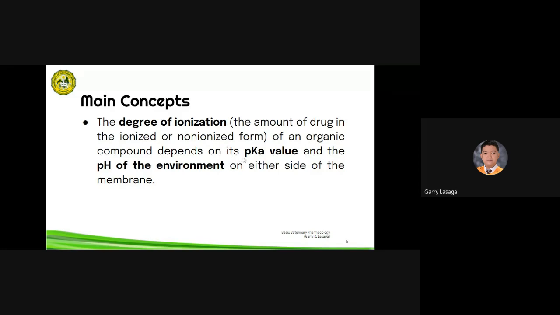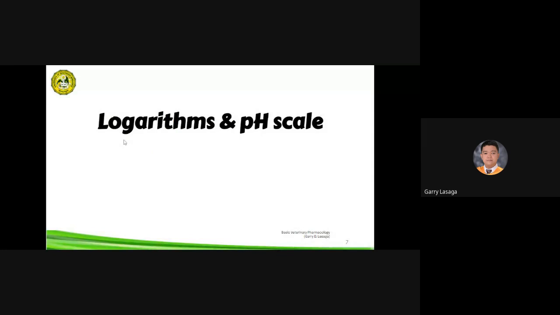These two factors, the pKa value and the pH of the environment, will determine the degree of ionization of our drug. The higher the degree of ionization, the more the drug is in its ionized form compared to its non-ionized form. The lower the degree of ionization, the more predominant the non-ionized form of the drug is than its ionized form.